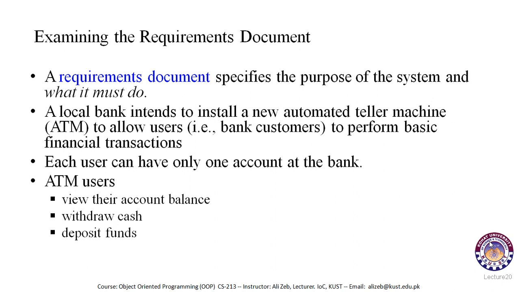Now, there are certain limitations, and any kind of limitations will be provided to you through the requirements document. This says that each user can have only one account at the bank. Now this might not be the case in real life, but this system requires you to have only one bank account for each user, and those users must be able to view their account balance. They should be able to withdraw cash from the ATM, and they should be able to deposit funds through the ATM.